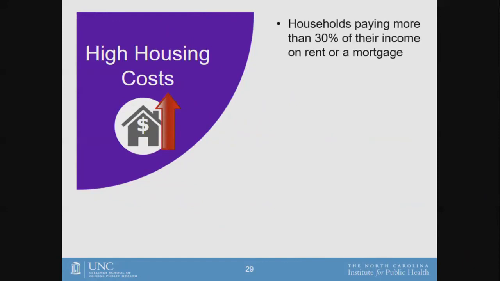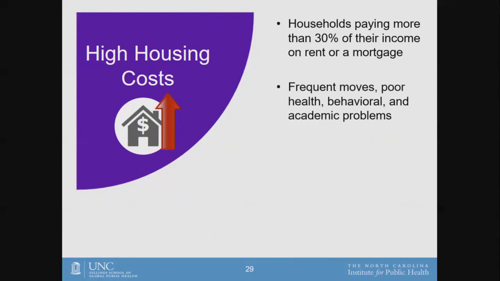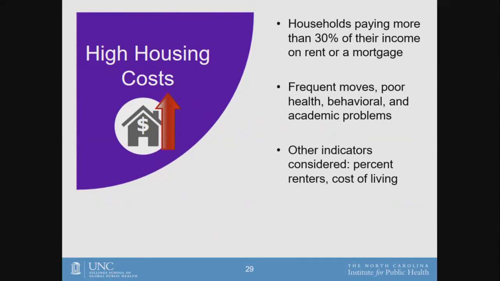So the next indicator we looked at was high housing costs. What we mean by high housing costs are households paying more than 30% of their income on rent or mortgage. We know that high housing costs can often lead to frequent moves, poor health, and behavioral and academic problems in children. This is according to Robert Wood Johnson Foundation.